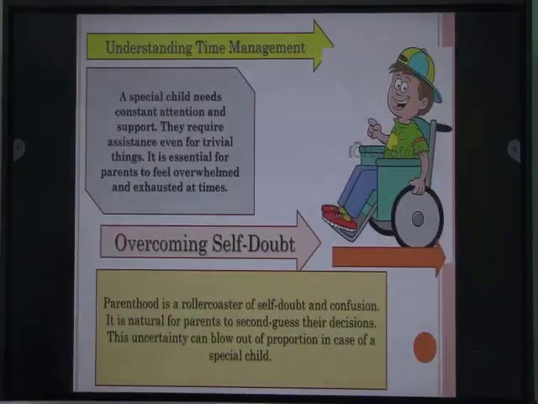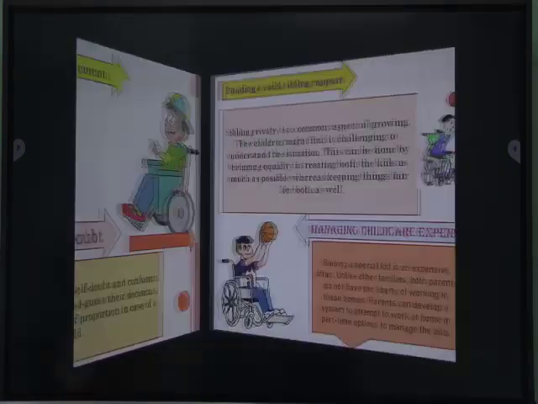Understanding time management can be quite challenging for a child with disabilities. A special child needs constant attention and support. They require assistance even for trivial things. It is natural for parents to feel overwhelmed and exhausted at times. Parenthood is a roller coaster of self-doubt and confusion. It is natural for parents to second-guess their decisions. This uncertainty can sometimes blow out of proportion in the case of a special child.